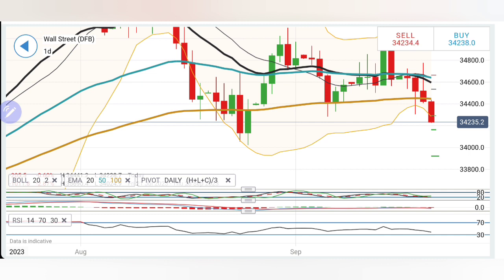On the downside, yes, I will recommend you to sell here at 34,200, but then be careful, alert for 34,150, 180 zone. Very good support, and then 34,100 is the first and very strong support. Below that, it is going to stay below 34,000 levels. Trade with caution, trade with a stop loss, trade with a trailing stop loss.